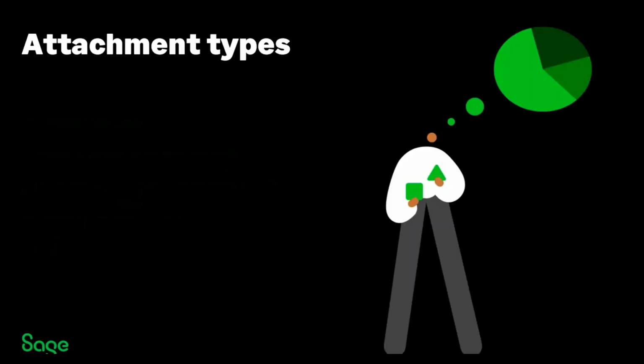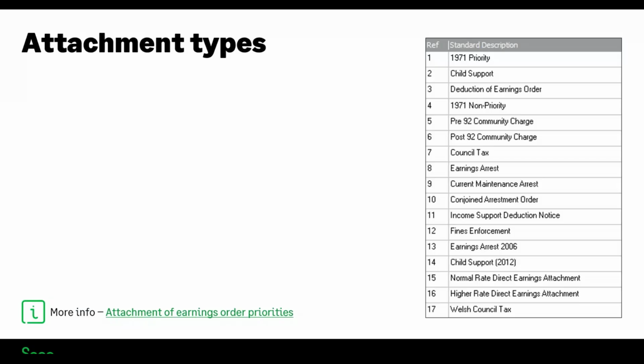So first section then, all about the attachment types. There are 17 attachment types in Sage 50 Payroll, and these are all going to be relating to different debt deduction orders that you might receive from a court or other issuing authority. I've actually grouped some of them together as well, just to show you what they are, as they do cover 5 broad categories. So I've got a screenshot of the 17 types on the right-hand side there, but let's take a look at those categories that I've put them into.